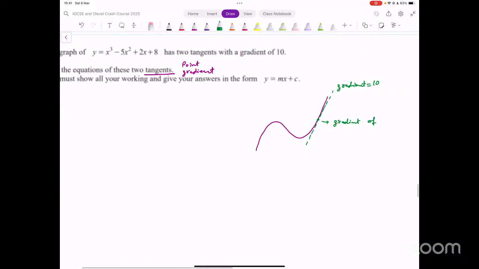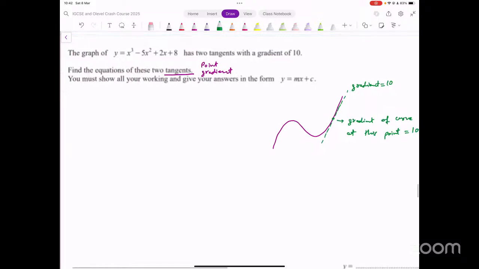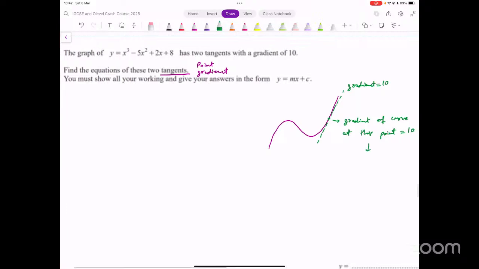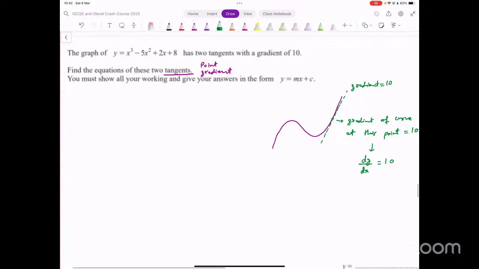gradient of curve at this particular point, that is also equal to 10, right? Because the tangent's gradient is supposed to be the same as the gradient of the curve. So whatever is the gradient of the tangent at that point, it will be the same as the gradient of the curve at that point. And that means, since gradients of curves are found using differentiation, at this particular point dy over dx is supposed to equal 10. So we can use this idea to find that point that we are looking for.